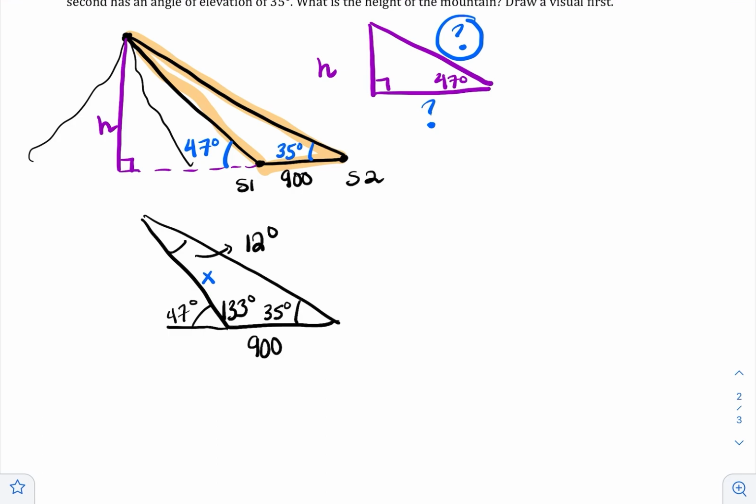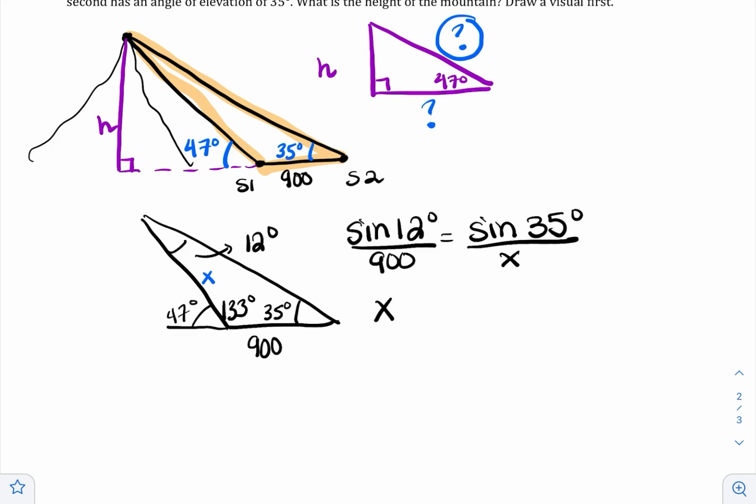So I'm looking for this so I can use the law of sines because I have all angles, and that's case 1. So I have the sine of 12 degrees over 900 is equal to the sine of 35 degrees over X. When I cross multiply and divide by sine of 12, I'll get 900 sine of 35 degrees over the sine of 12. Now I have my question mark. This was X at the top here.